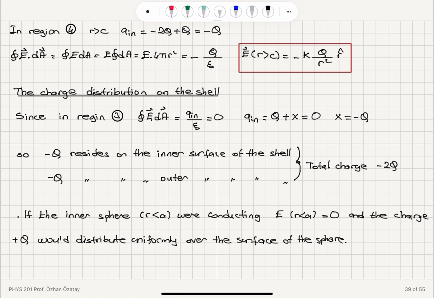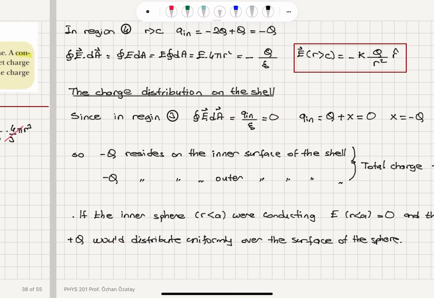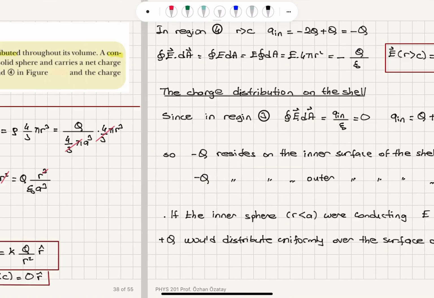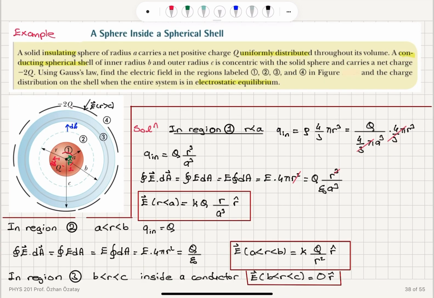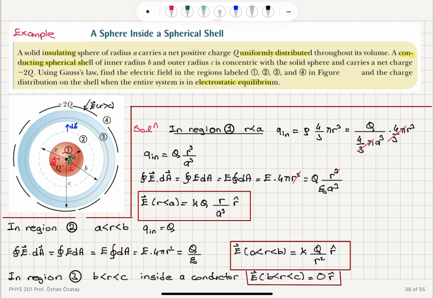Now, what is the charge distribution on this shell? Because if I form a Gaussian surface here, the electric field inside the conductor is 0, so E dot dA is 0, which gives me the charge enclosed, plus Q minus Q. So the total charge enclosed should be 0, so that tells me that the inner surface has a uniformly distributed minus Q charge. Since the total charge in the conducting shell is minus 2Q, the remaining minus Q must reside on the outer surface of this shell.